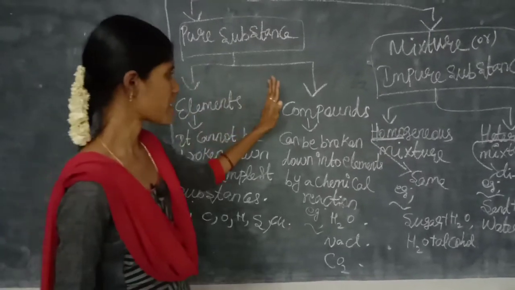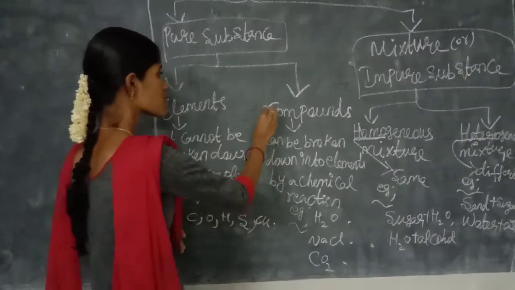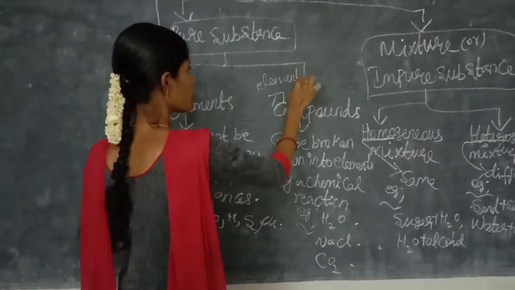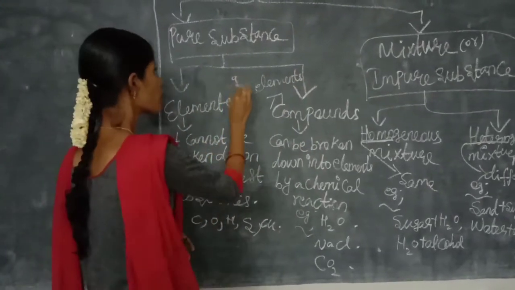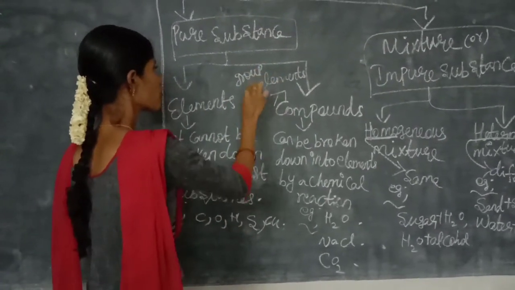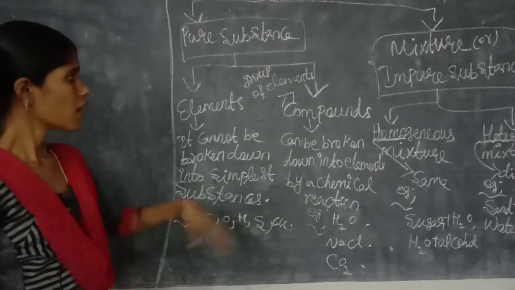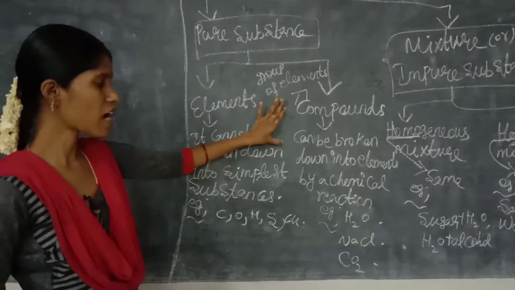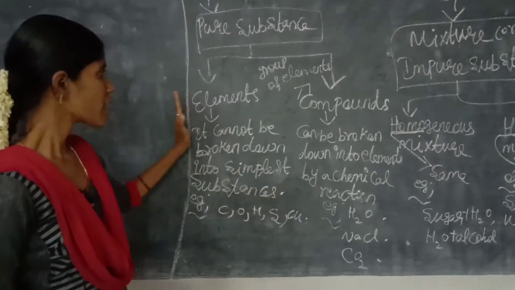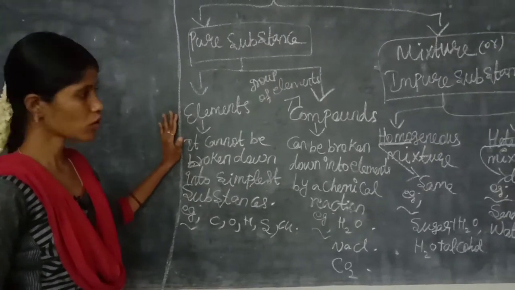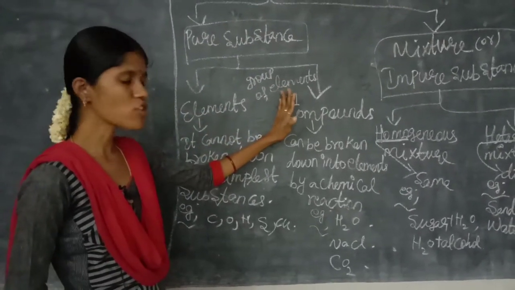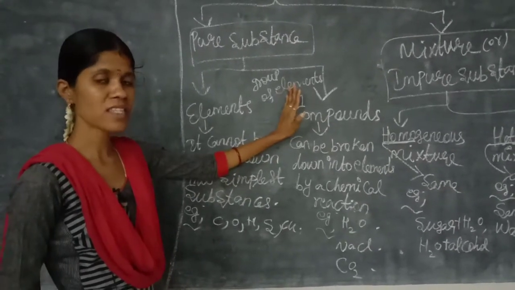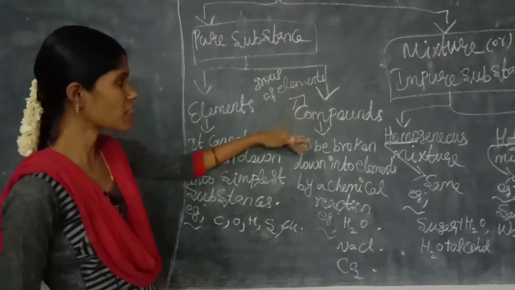The next one is compounds. Compounds means a group of elements. A compound can be broken down into elements by a chemical reaction. In the case of elements we can't break them down further, but in the case of compounds we can break them down by some chemical reaction. So a group or combination of elements is nothing but a compound.